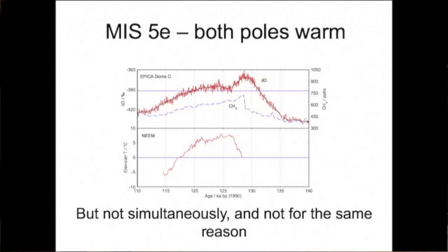At the bottom is the NEEM reconstruction from Greenland ice cores of temperature, which is a little more complicated because it involves reconstructing some ice that had been deformed. But nonetheless, I think that's probably a reasonable reconstruction of temperature in Greenland, which also was warmer than the present, or warmer than any time in the Holocene by several degrees, as you can see.